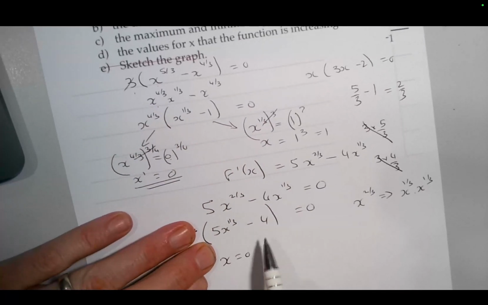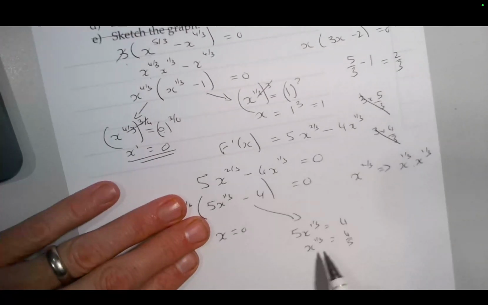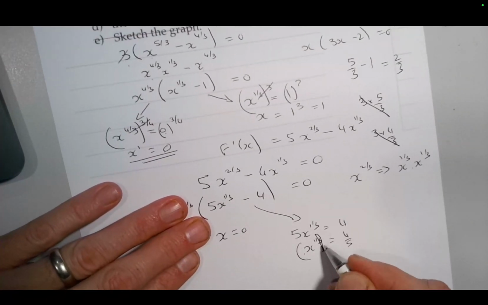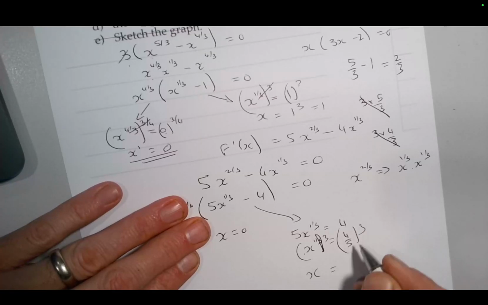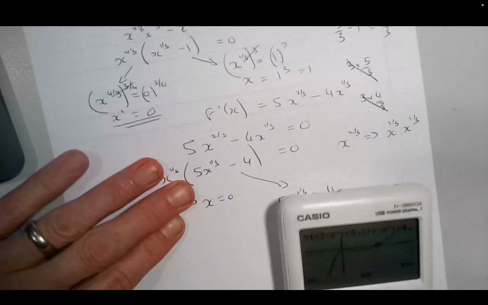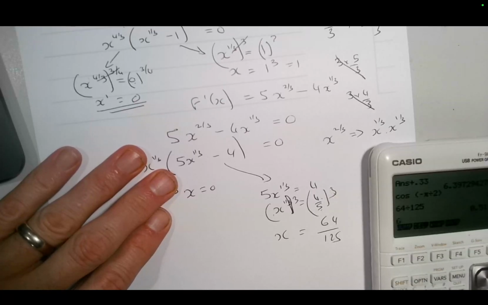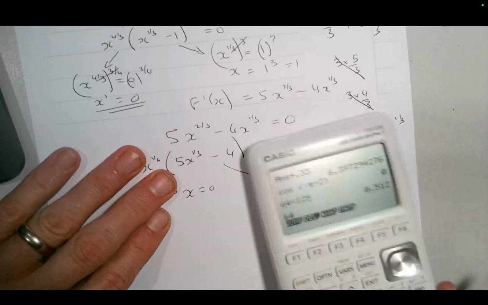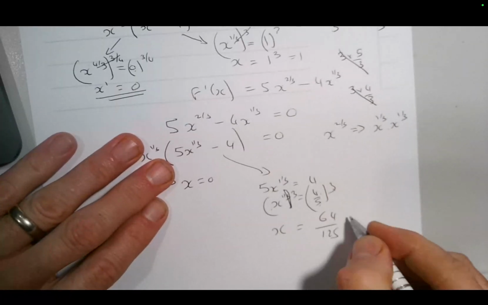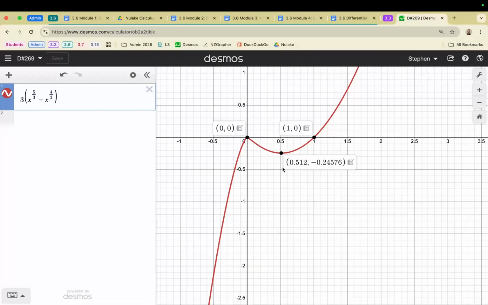And this one here is the interesting one. 5x^(1/3) equals 4, so x^(1/3) equals 4/5. Let's take the cube root of both sides. That gives you x equals 4 cubed over 5 cubed, which is 64 over 125. And if you go on your calculator, 64 over 125, oh, there it is, 0.512. So we've just established that the two turning points occur at x equals 0 and x equals 0.512.